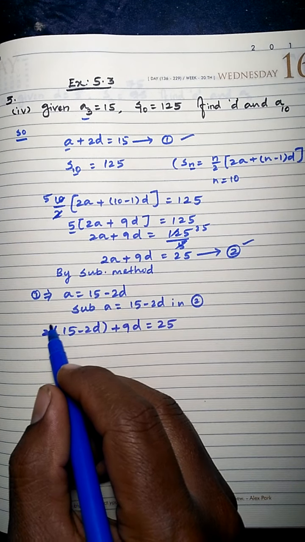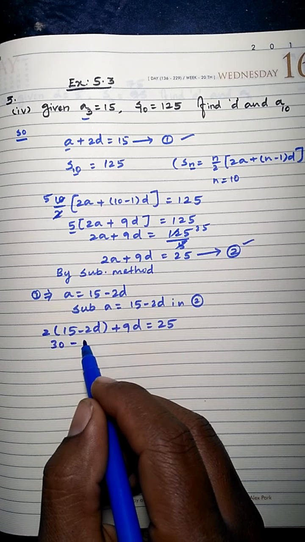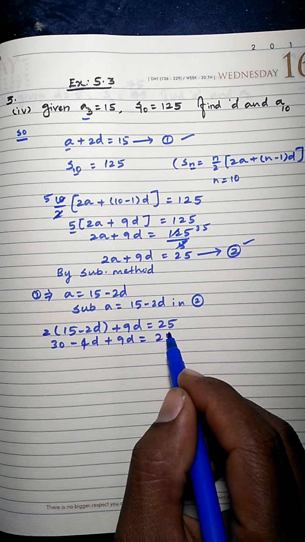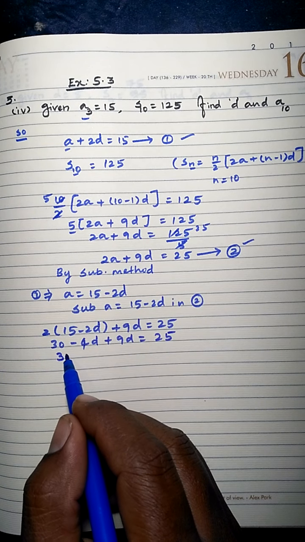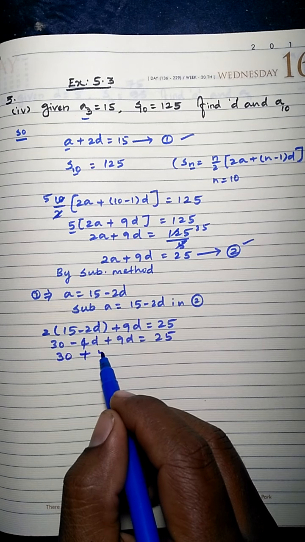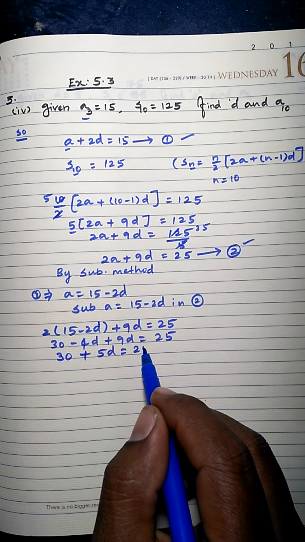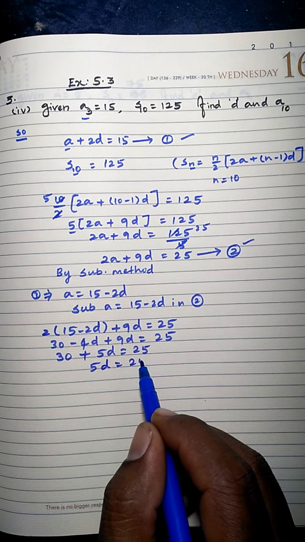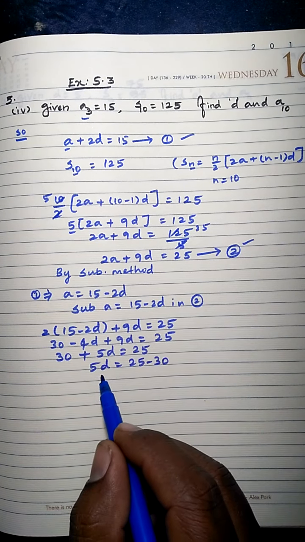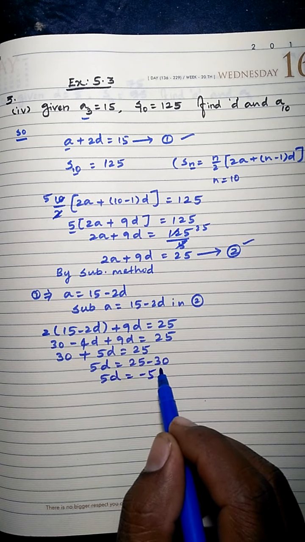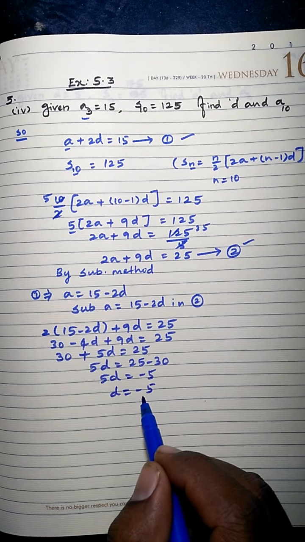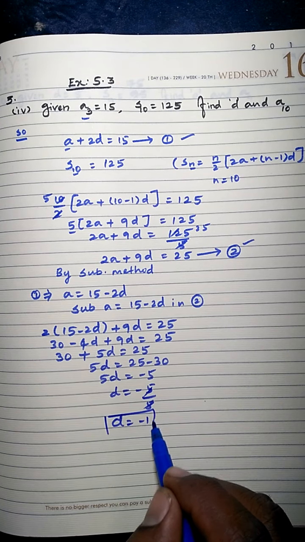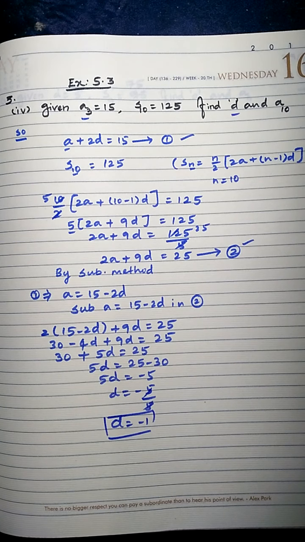So multiply this 2 inside. 30 minus 4d plus 9d equal to 25. So 30, here you will get, if you subtract, plus 5d equal to 25. Plus 30 opposite, minus 30. So 25 minus 30, you will get minus 5. So 5d equal to minus 5. This comes here, just cancel. d equal to minus 1. So common difference d, we got it.